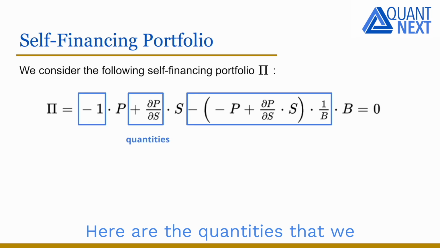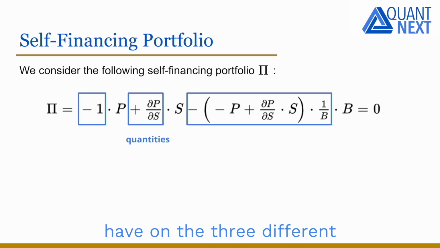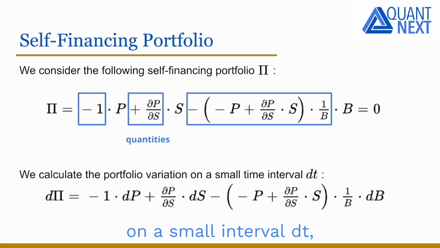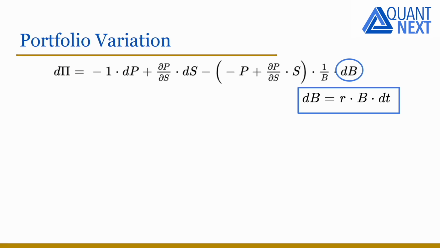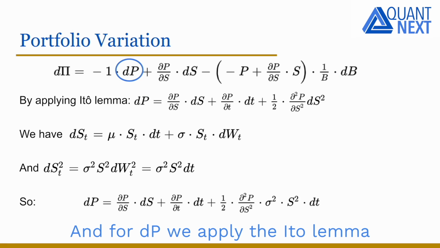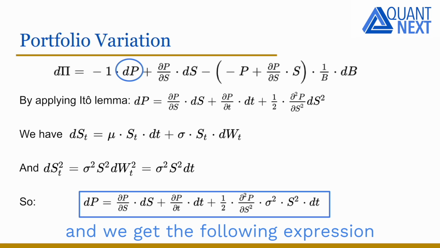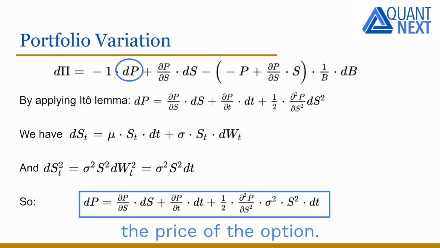Here are the quantities that we have on the three different assets. And we calculate the variation of the portfolio on a small interval dt, assuming the quantities do not change. dB is equal to r times B times dt. And for dP, we apply the Ito lemma, and we get the following expression for the variation of the price of the option.